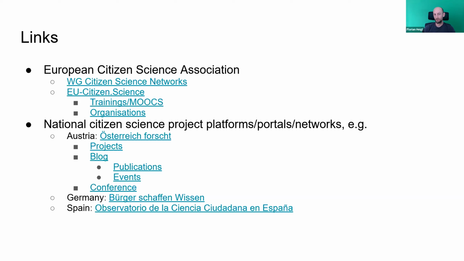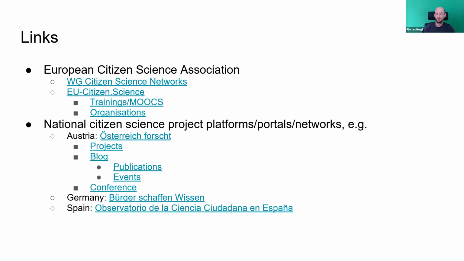And as an example for national initiatives, we would like to present our own platform in Austria, Österreich forscht. We take this example because we know it quite well, and other national initiatives are structured quite similar as ours. On our platform, you can find all citizen science projects in Austria known to us. There is a community-led blog with lots of news and information about citizen science.